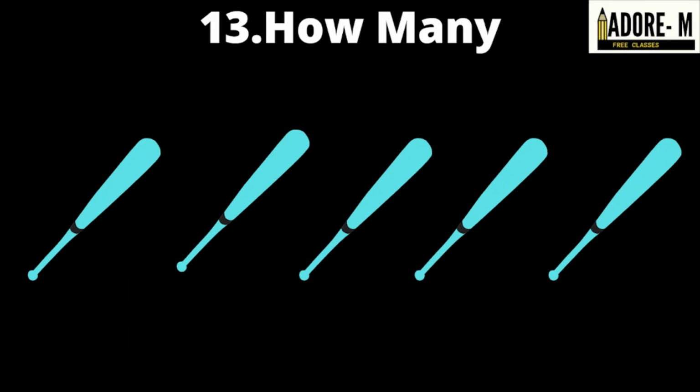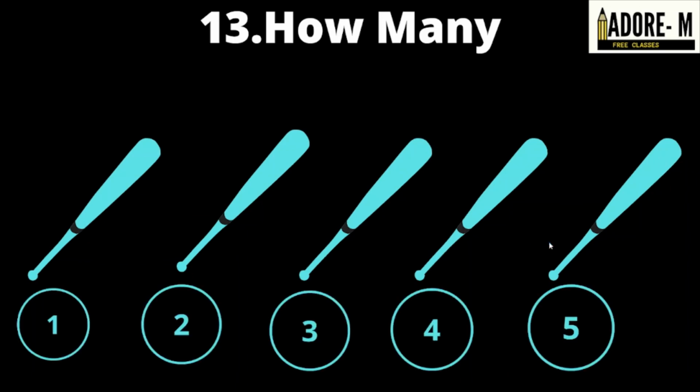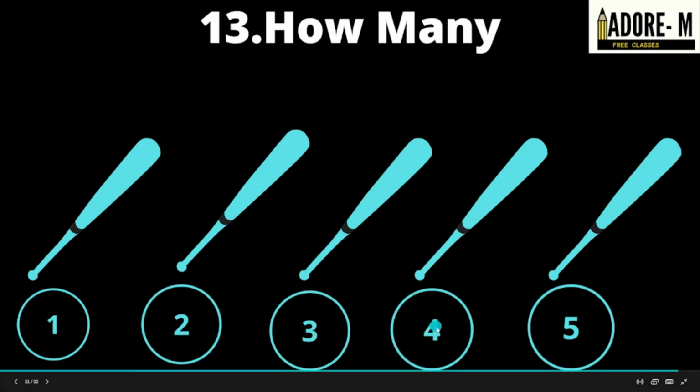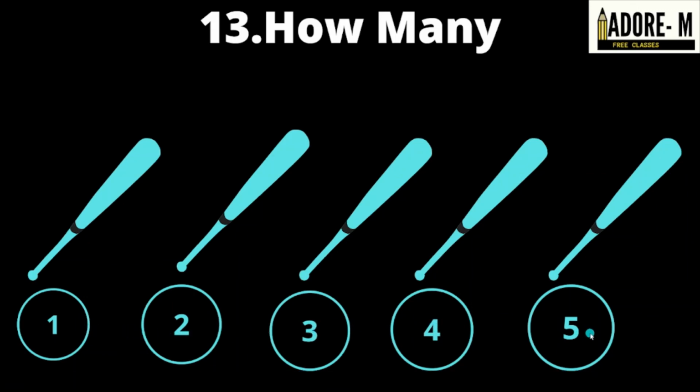So you see here, how many bats are there? So here we count first bat 1, 2, 3, 4, 5. So here are 5 bats. So you see first bat, second bat, third bat, fourth bat, fifth bat. So here are 5 bats present.